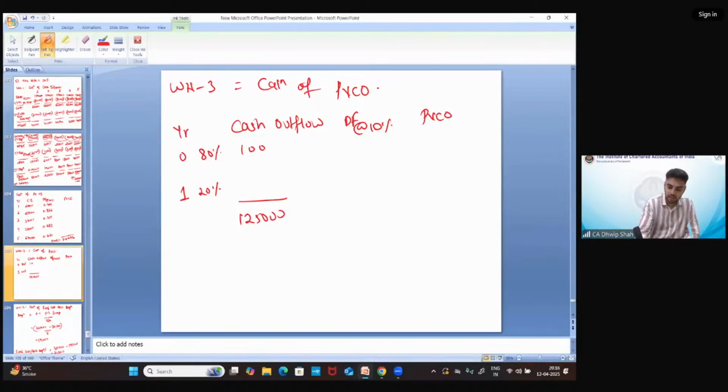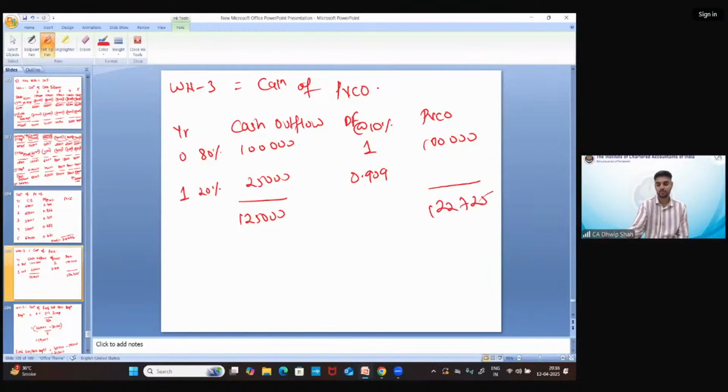So when I say 1 lakh is my initial investment, that is at the start of the project, and you don't need to discount that. 1 लाख की वैल्यू 1 लाख ही रहेगी. बाकी का 25,000 will be discounted with the discounting factor of 10% year one. ठीक है, 25,000 into 0.909 and total PVCO comes to 122,725.